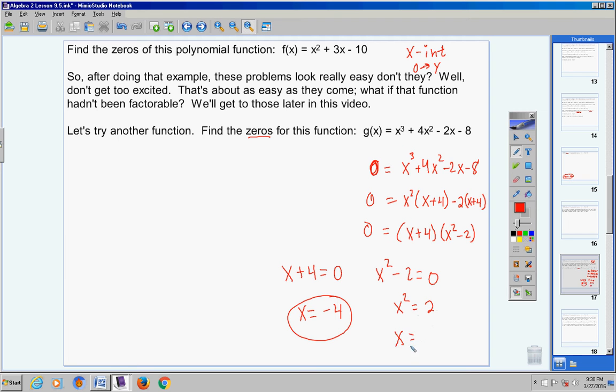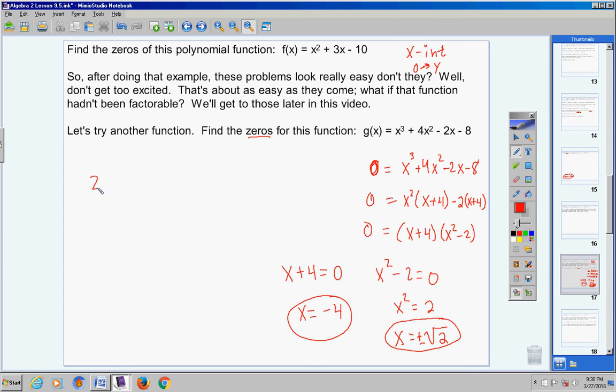x. Now watch. You need to get used to not taking the square root with your calculator, but just leaving it a square root like this. Now don't forget to put what right here? Plus, minus, positive, negative. So there's your other two zeros. I brought the 2 over, made it positive, and I took the square root of both sides.